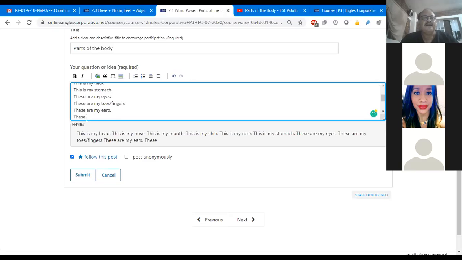These are my shoulders. You can also practice with, para cambiar my, you can use these are your feet. Okay. Remember that we have foot, singular and plural, feet. We have a tooth, singular and plural. Teeth, correct. We have another one.